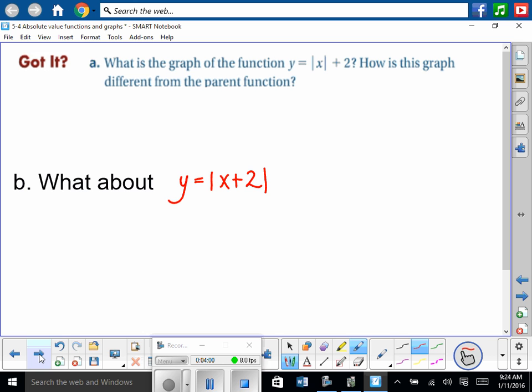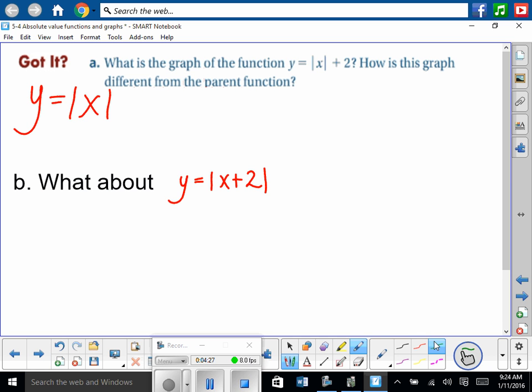Okay, so looking at this, we're going to be looking at shifted absolute value graphs, and stretched, compressed and reflected. It says, what is the graph of the function y equals the absolute value of x plus 2? How is the graph different from the parent function? So our parent function is y equals the absolute value of x. That's the most basic non-shifted function. So my question is, is this 2 being added inside the parentheses?